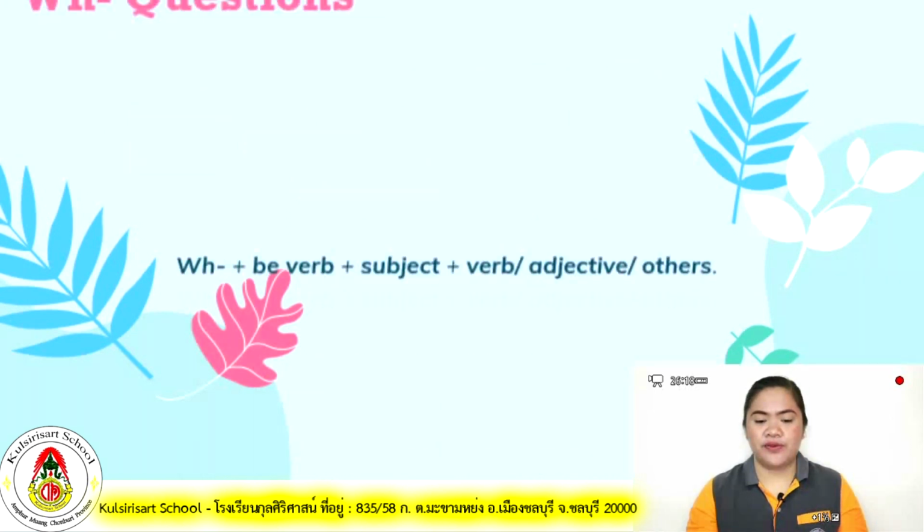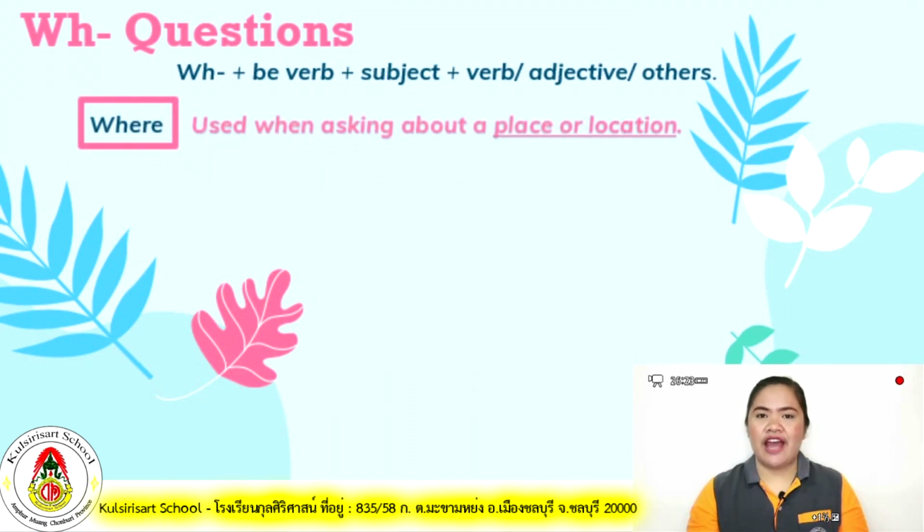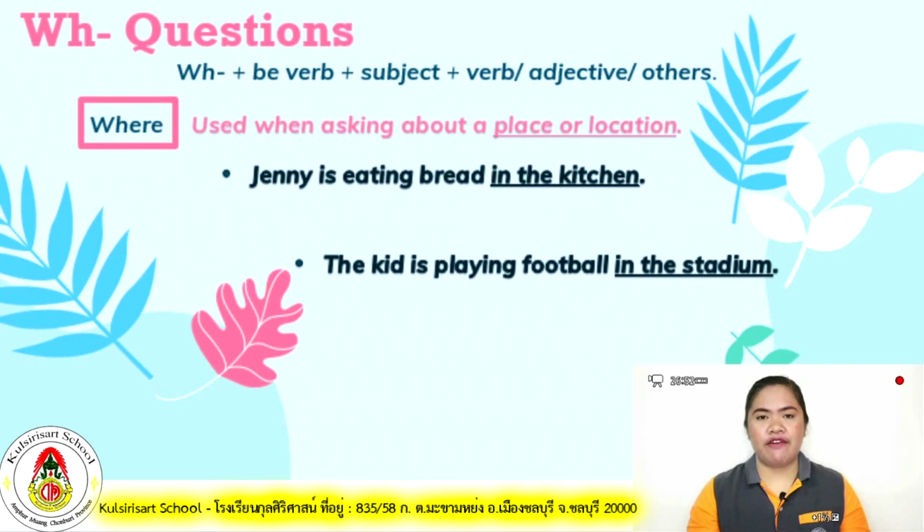Next, we have the next WH word, where. Everybody read, where. Used when asking about a place or location. When we talk about the place, it could be near you, it could be a name of a place, province, or country. So we'll try to have an example here.